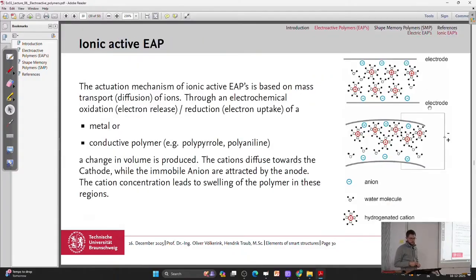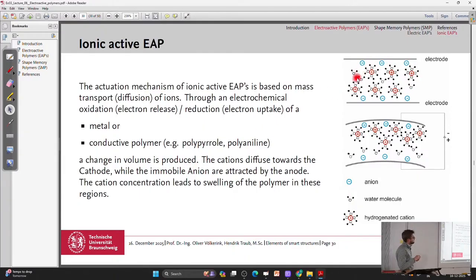Okay, with that, we go over to the ionic active electroactive polymers. Here we have a different actuation mechanism. It's now based on mass transport, diffusion of ions through an electrochemical reaction, so oxidation and a reduction, electron release or electron uptake of a metal or conductive polymer. And with this, we produce a change in the volume.